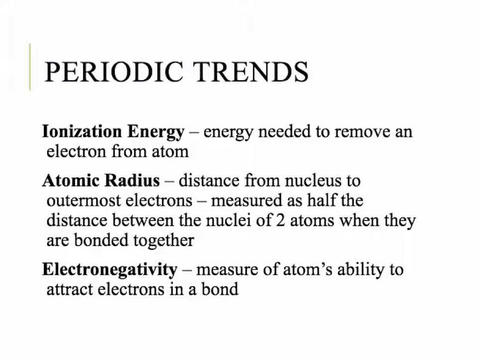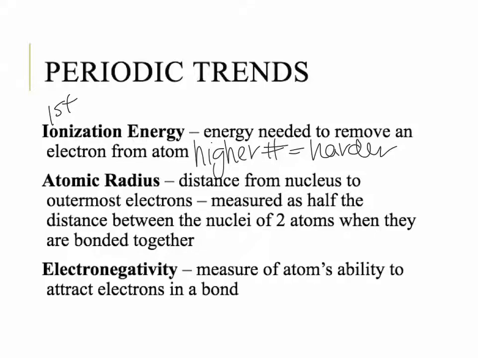Okay, so there are three trends or three properties that vary in a specific way across your periodic table that we are going to be looking at in this unit. The first is ionization energy, or what is sometimes called the first ionization energy, which is the energy needed to remove an electron from an atom. And we generally just think about removing the first electron. The higher this number is, it means it's harder to actually pull that electron off. So that atom has a stronger hold of the electron.